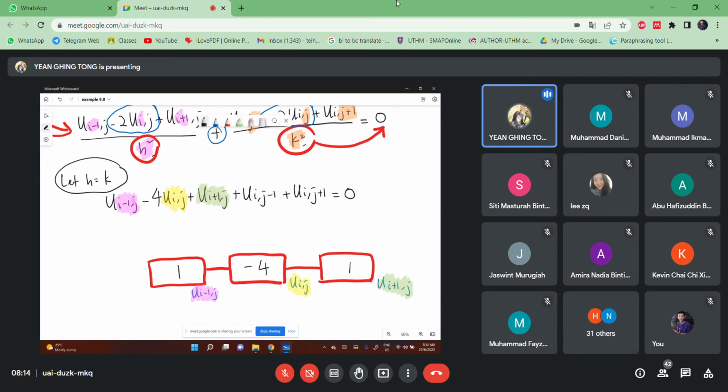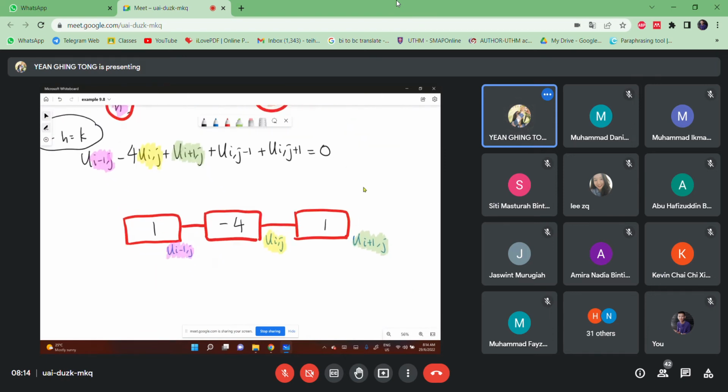And tambah lagi plus with this is u i j minus 1. This one, u i j minus 1 is this one. So this is 1. And then the last one is this one, u i j plus 1. So u i j plus 1 sebelah atas here. Okay. So here this is 1 as well. So, and then equal to 0. Boleh. So this is the molecule graph.